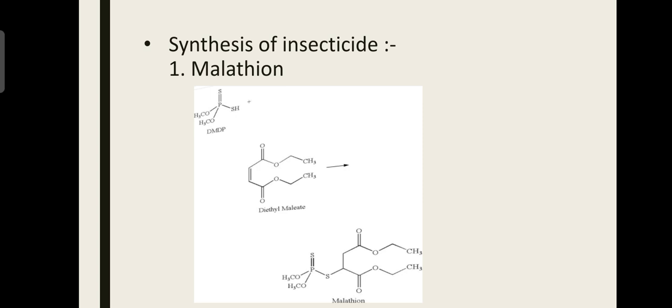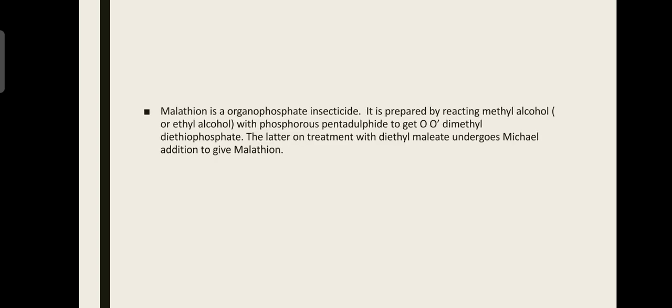Synthesis of insecticide. Number 1 malathion. Malathion is an organophosphate insecticide. It is prepared by reacting methyl alcohol or ethyl alcohol with phosphorus pentasulfide to get O,O-dimethyl dithiophosphate. The latter on treatment with dimethyl maleate undergoes Michael addition to give malathion.